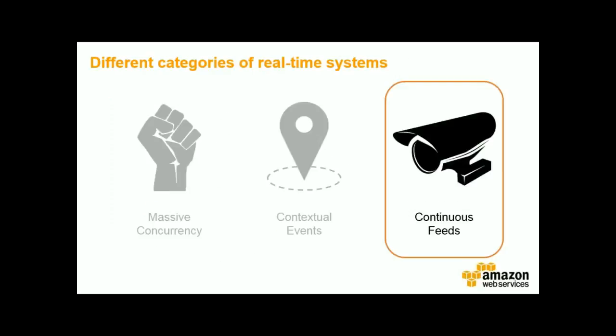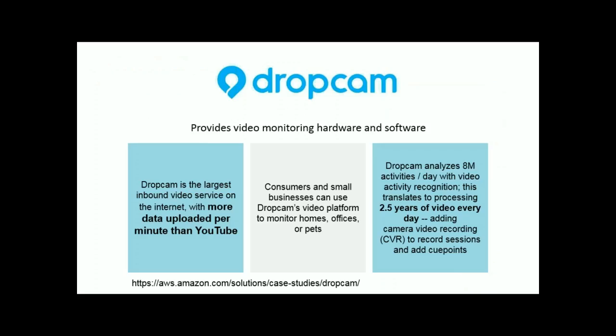Now, the last case that we look at, we've looked at massive concurrency and contextual events, but now let's look at continuous feeds. And the way that we typically think of it is systems that have connected devices or have video feeds, or they have different types of sensors, maybe even looking at the larger IoT landscape. So really this idea that there's so many devices that are now pushing data constantly into the system and being able to process that and manage it.